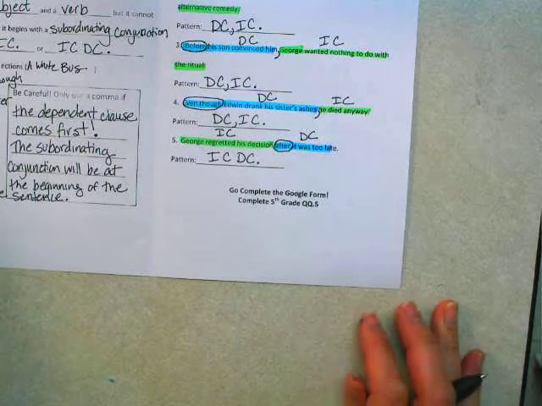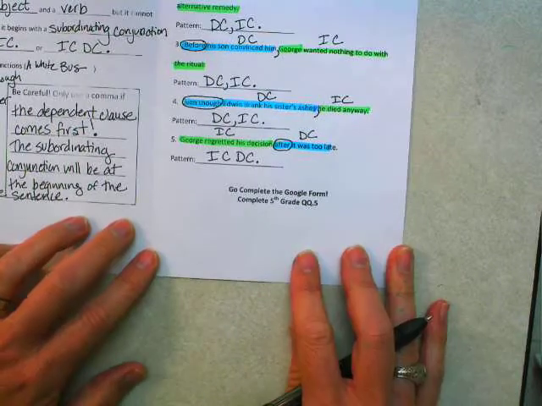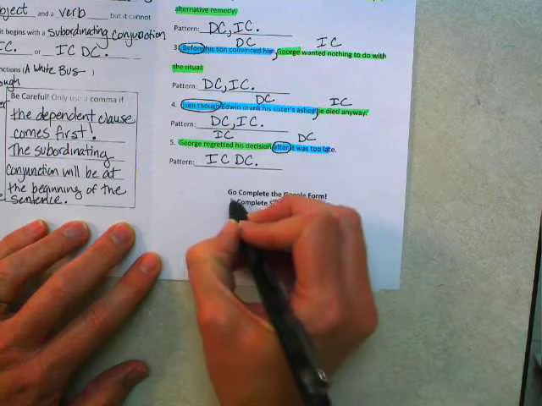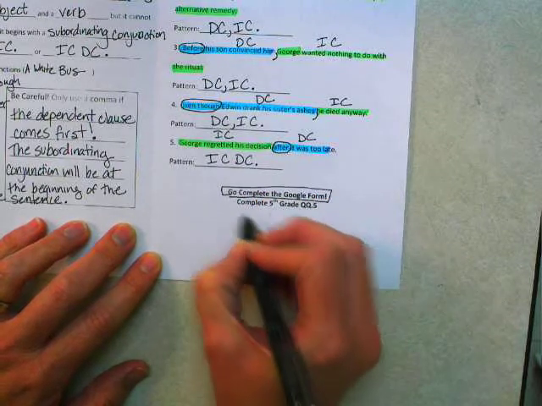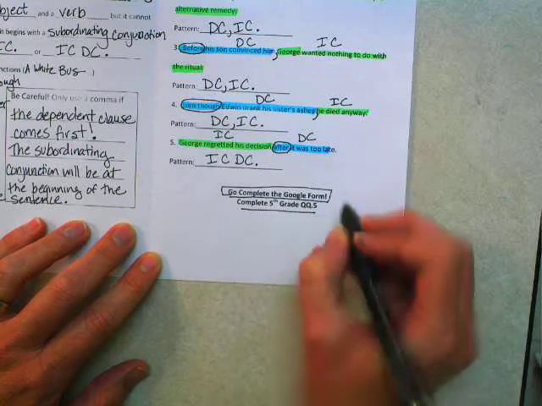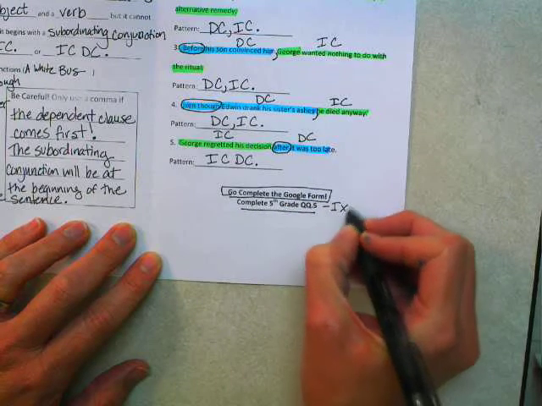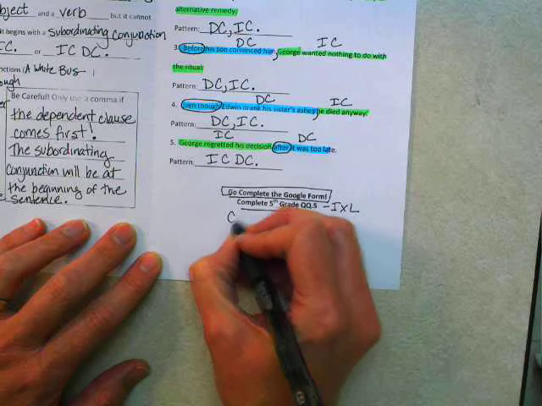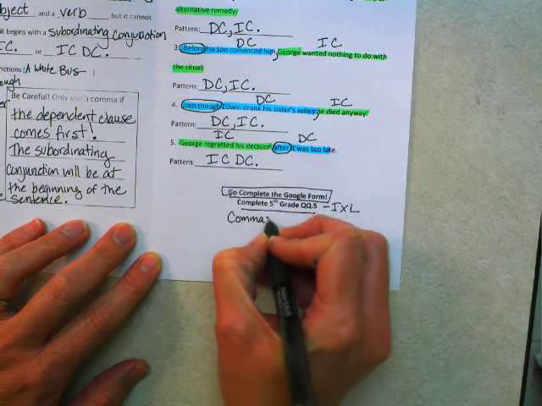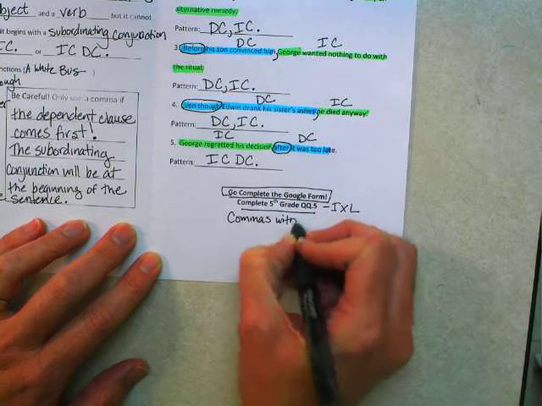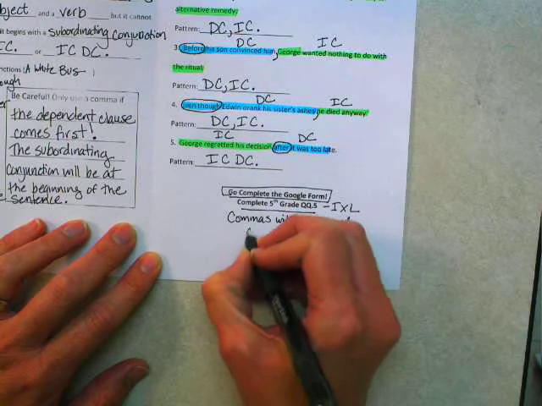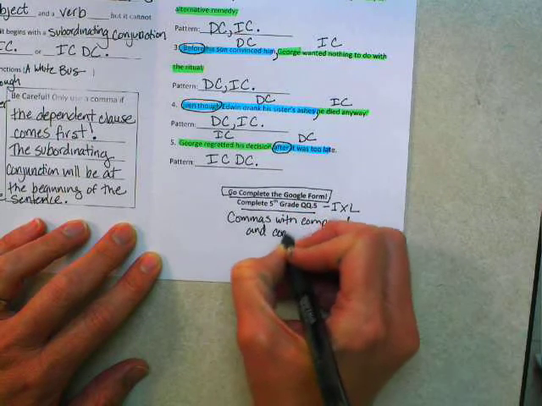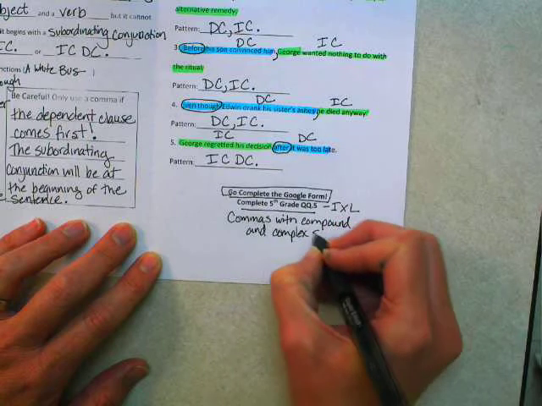So now, after you finish this, you're going to complete the Google form. And then you're going to complete 5th grade QQ5 in IXL. And this is commas with compound and complex sentences.